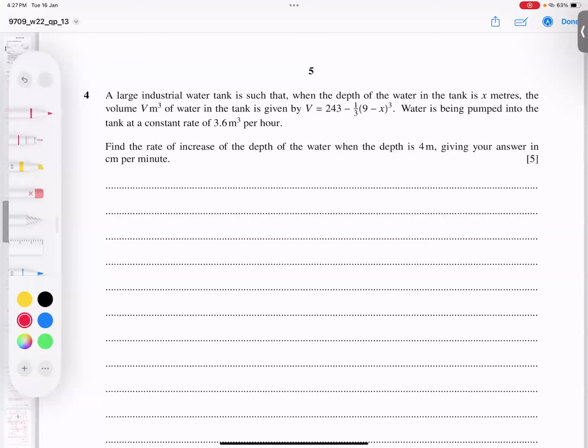Bismillah ar-Rahman ar-Rahim. This is a question from October 2022, variant 13, question number 4. The topic is differentiation, rate of change.